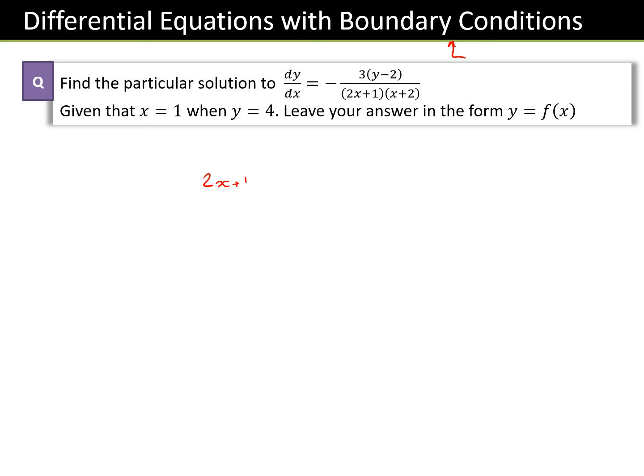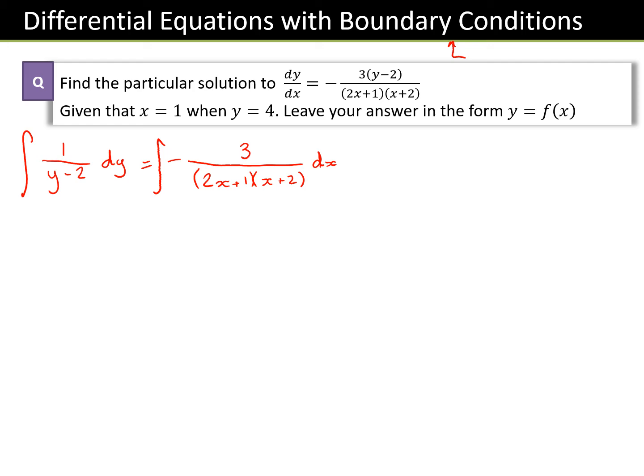So that right-hand side, the 2x plus 1 and the x plus 2, need to remain there. The y minus 2, on the other hand, isn't staying there because it isn't an x, is it? So the y minus 2, divide it over to the other side. Now I'm going to do it all in one step. The dy stays on the left, the dx goes over to the right, and we want to integrate both sides. So I've brought the y minus 2 to the left, I've brought the dx to the right, and I've written the integration signs.